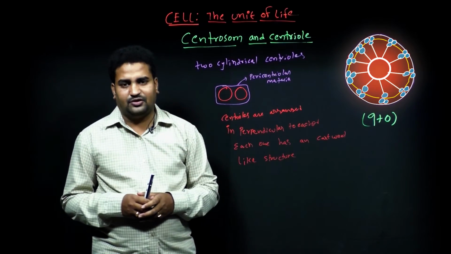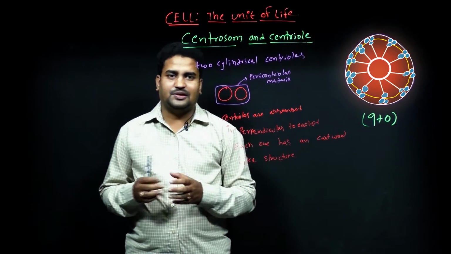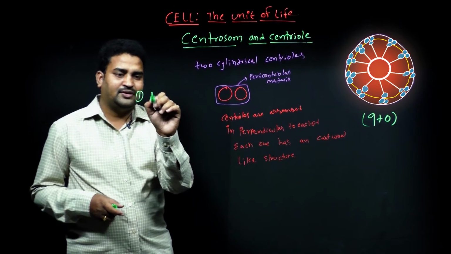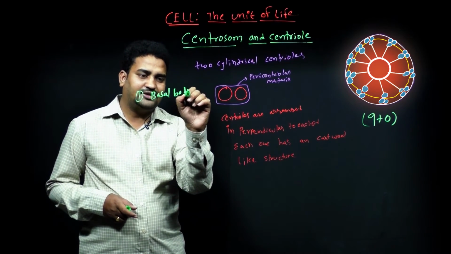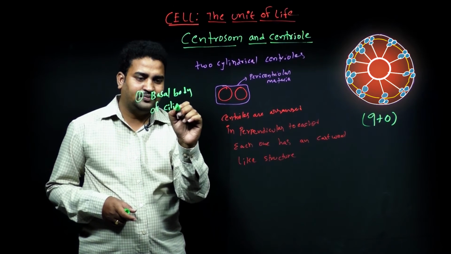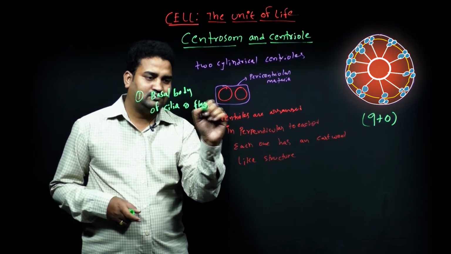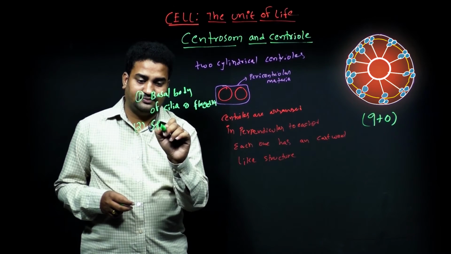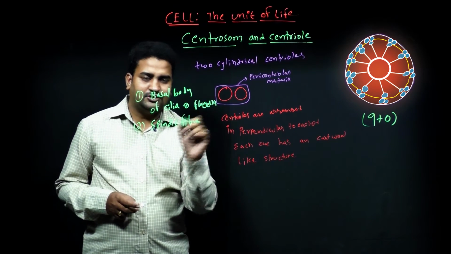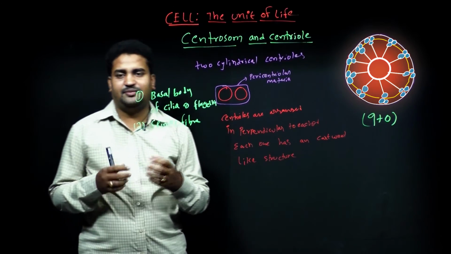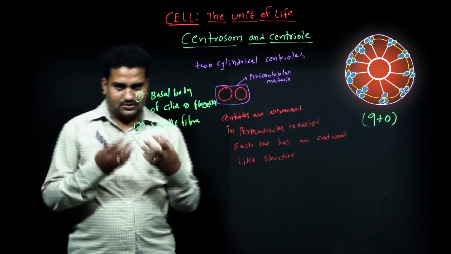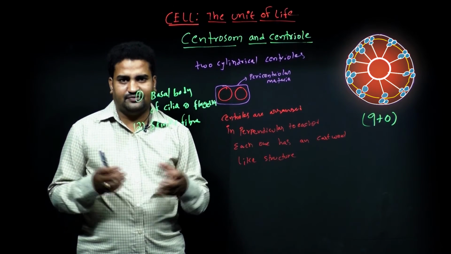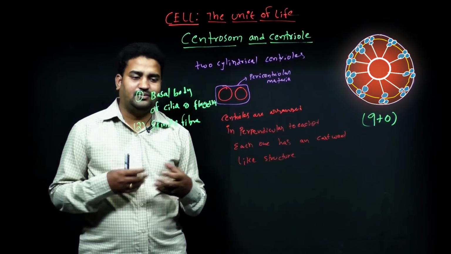So these centrioles are found in the animal cells. Usually centrioles form the basal body of cilia and flagella, and they also form spindle fibers. During cell division, spindle fibers attach to kinetochores of the centromere and help in the splitting of the chromosomes into chromatids.